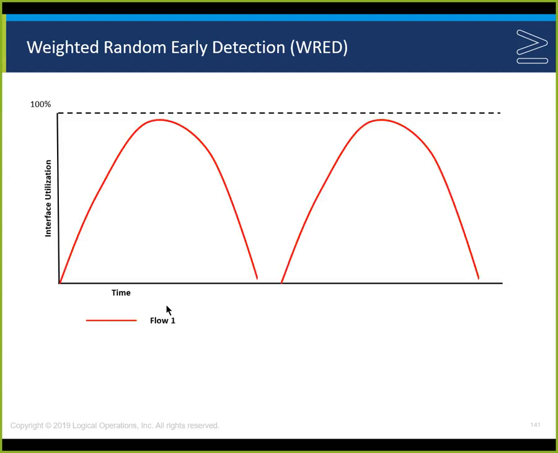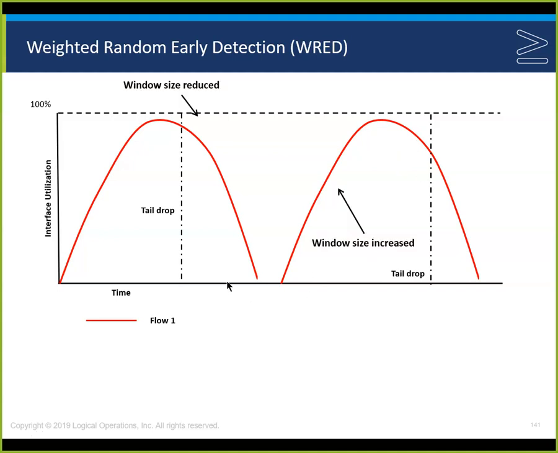This is an attempt to show the weighted random early detection, WRED. So we have a flow one, we're going to have a number of flows that go in here. The tail drop, once we exceed the maximum, we have the interface utilization for these things. Tail drop, we're going to drop a certain amount of traffic. We've reduced the window size so we can only have so much traffic available. We may have started out with a larger window size. Reduce the window size, it's going to be reduced.